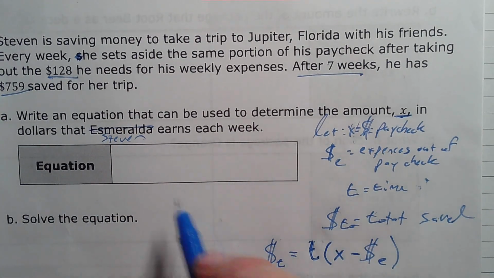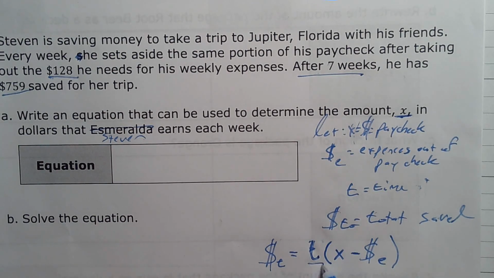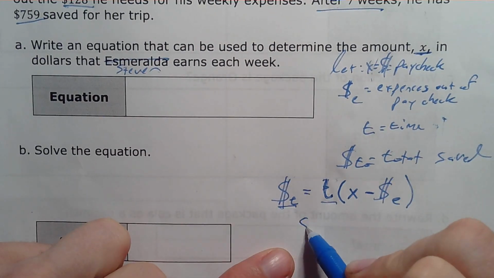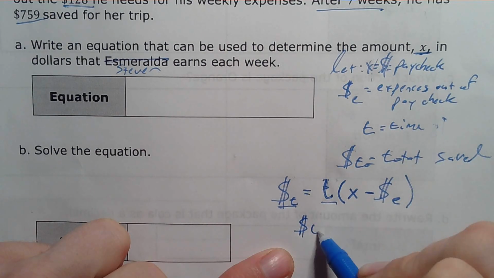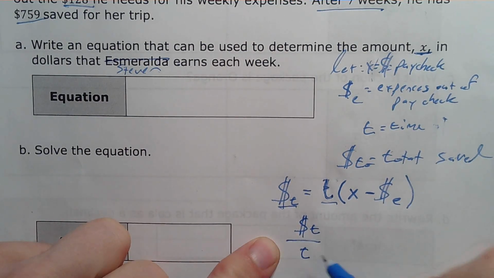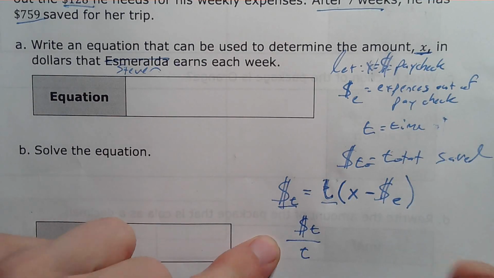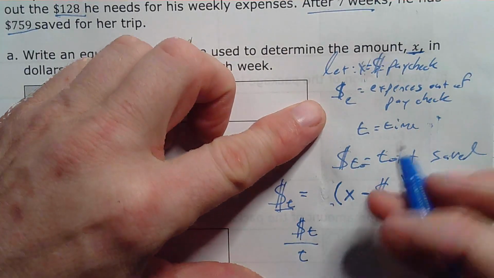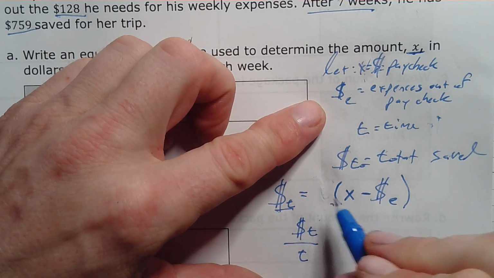You could put this up here, that's the equation, but you could rearrange it first to solve for X. So the first thing we've got to do is divide both sides by T. Okay, so dividing both sides by T is going to be the dollars total that he saved divided by the time. And that's going to make this go away, right, because you divided the entire thing by time.